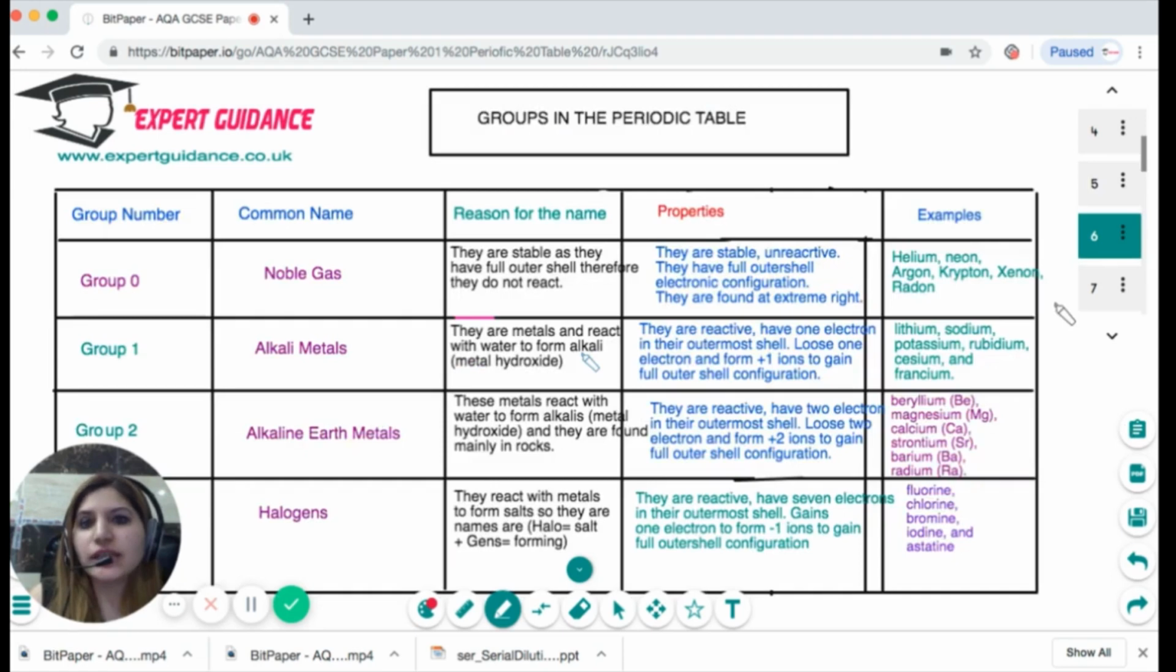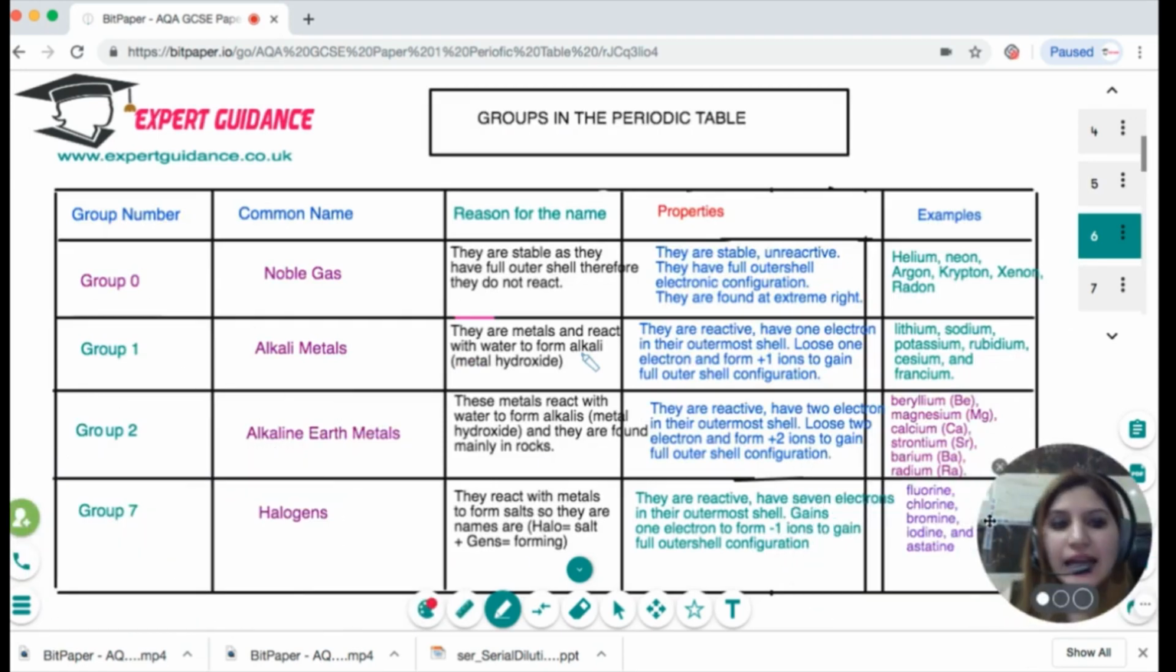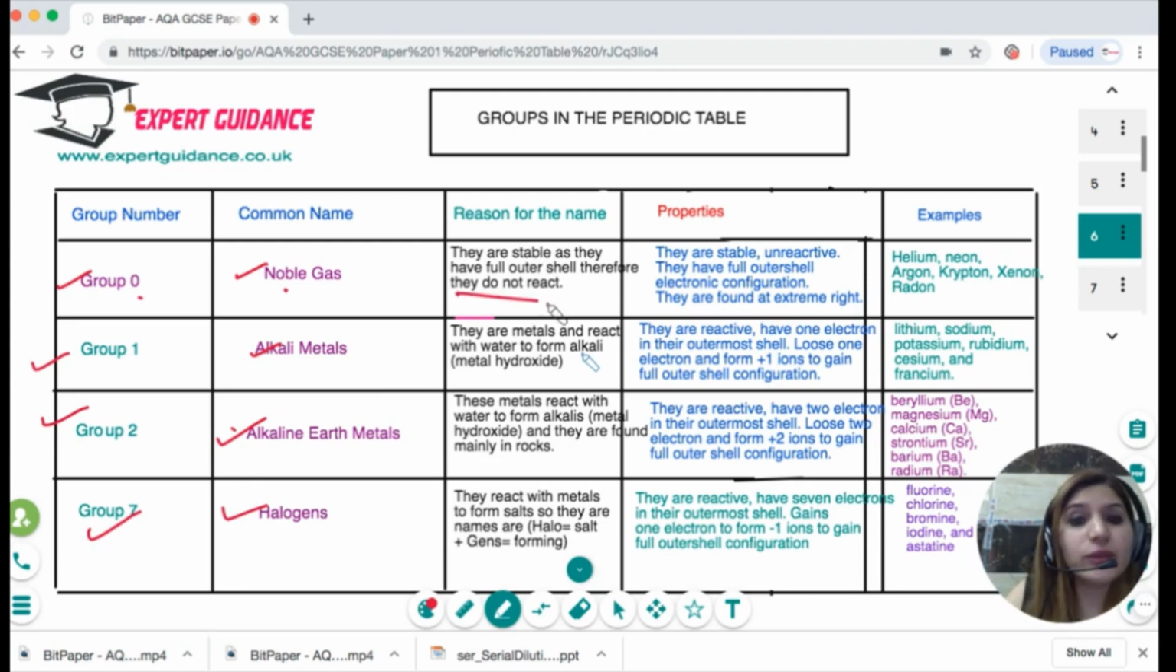Okay, so now let us see, as I told you, the common groups, and you need to remember what these group numbers are known as. So group 0, 1, 2, and 7 is what you should know. Group 0 is noble gas, 1 is alkali metal, group 2 is alkaline earth metal, and group 7 is halogens. Now group 0, why is it called a noble gas? Because they are stable, they have a full outer shell, therefore they do not react.